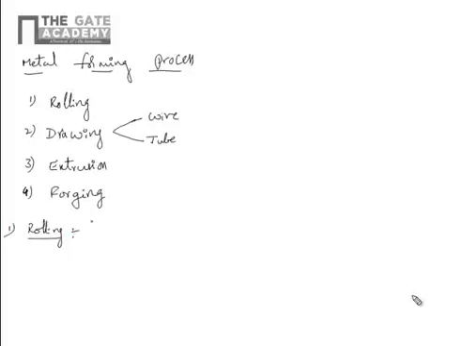Rolling: the objective of rolling is to produce thin sheets. So the thickness of the sheet is reduced by using two rollers. The sheet has to be passed between two rollers such that you apply a force on the roller. It can reduce the thickness of the sheet. So the material is compressed between two rotating rollers.